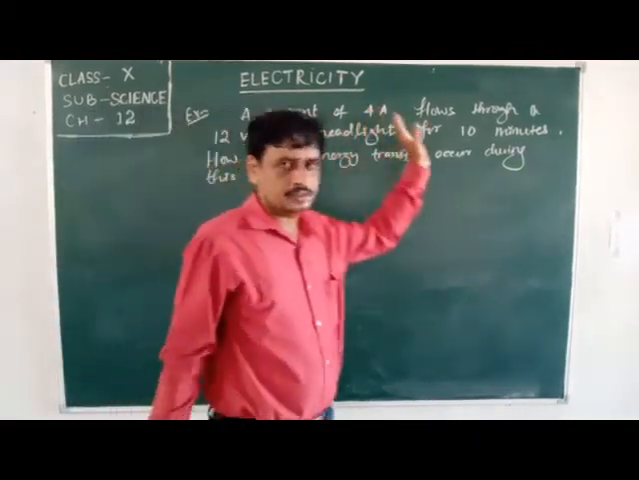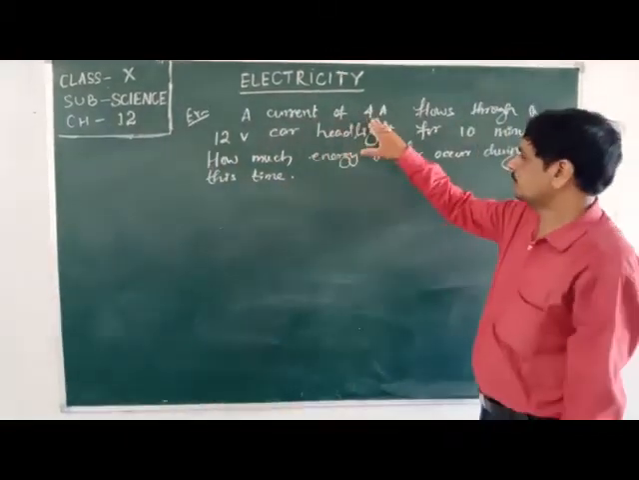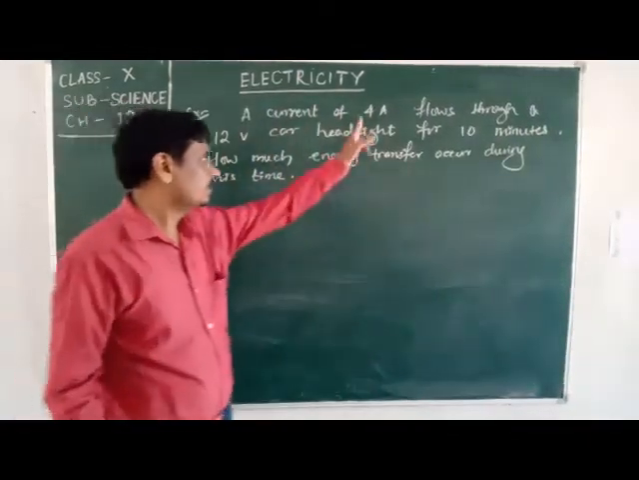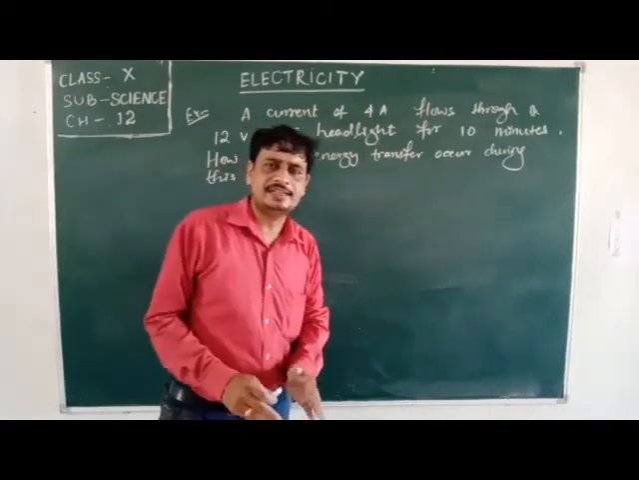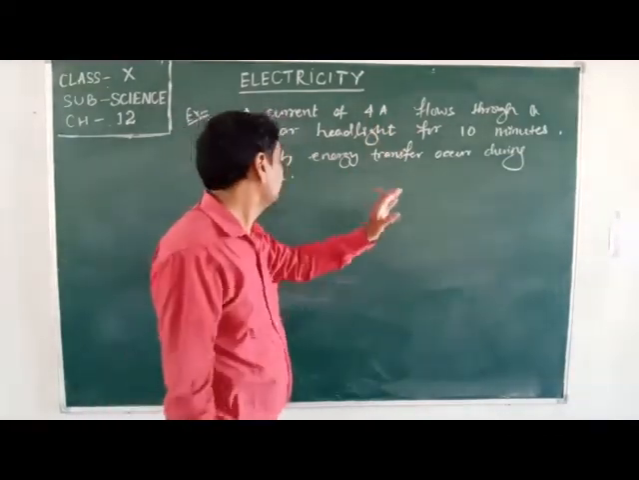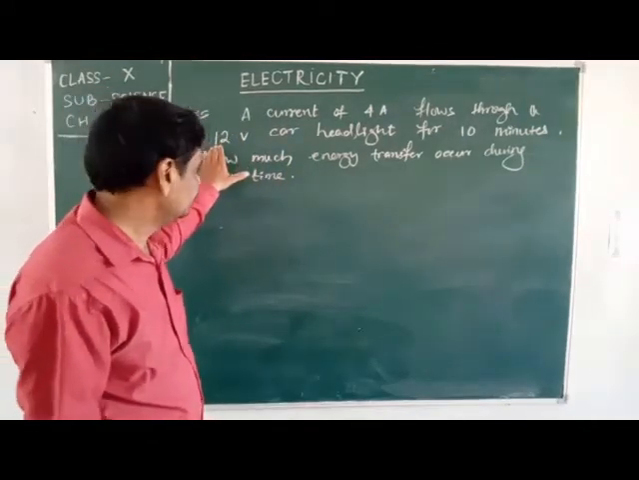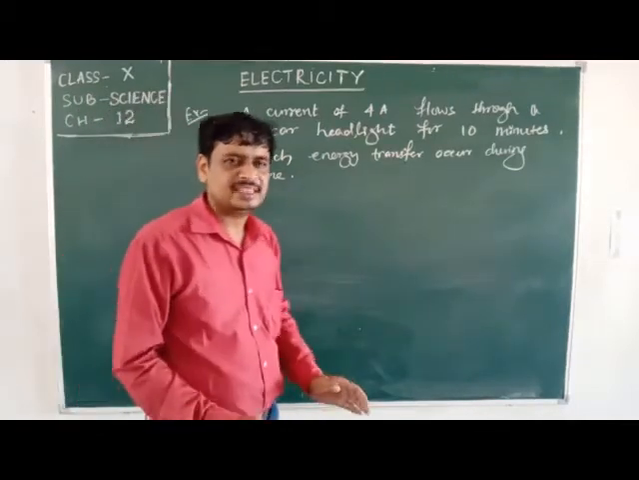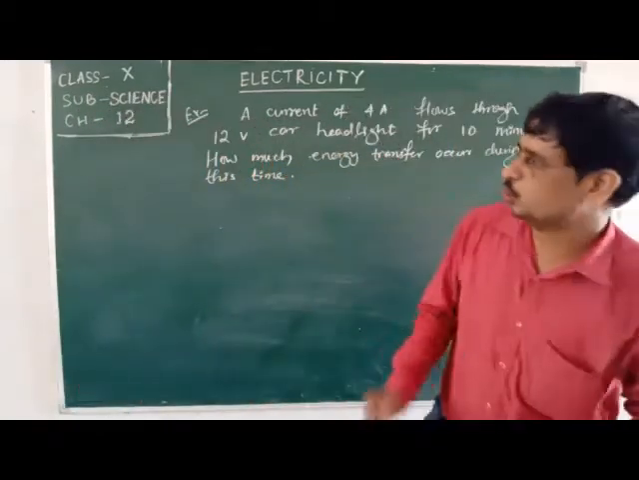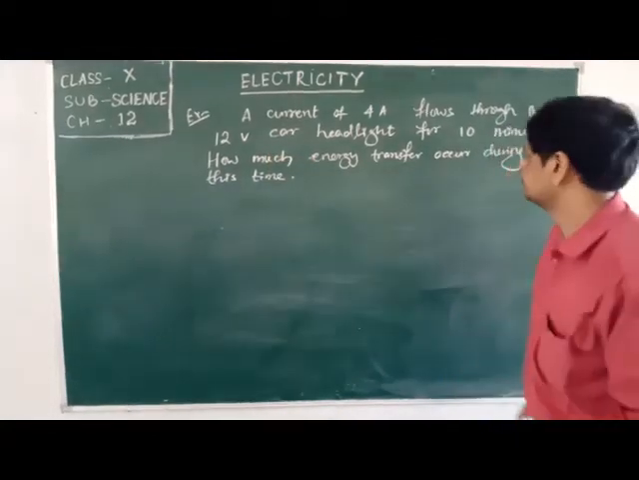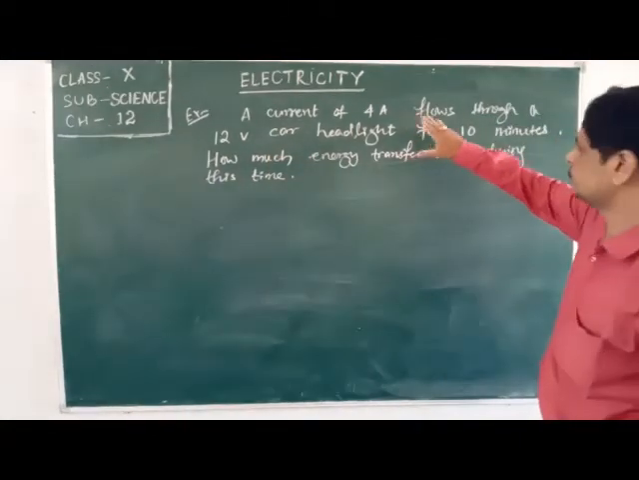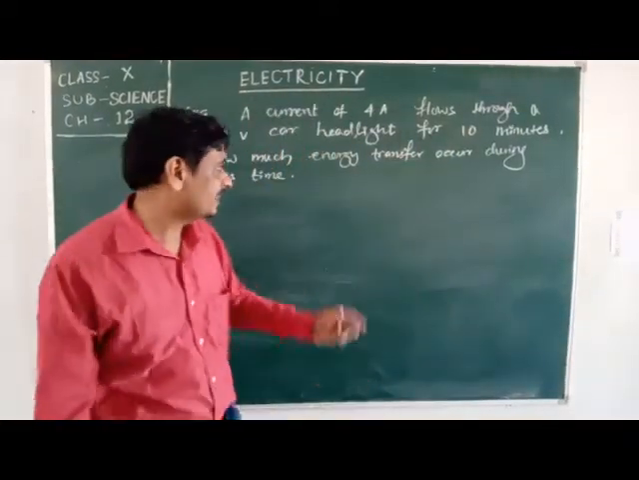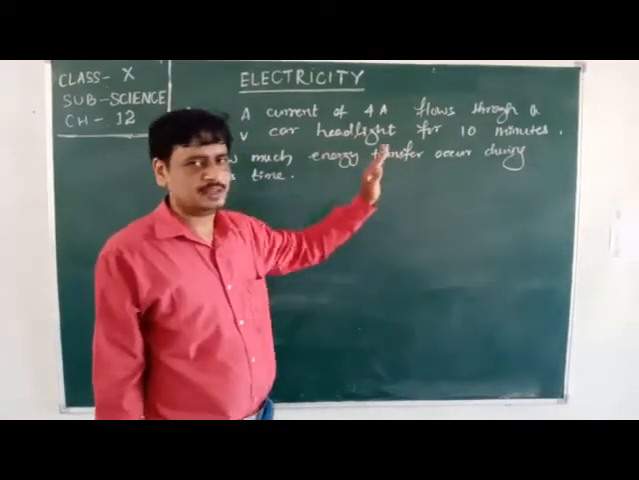In the question it is given that the amount of current flowing through a car headlight is 4 ampere. 4 ampere current is flowing through a car headlight. The potential difference of this car headlight is 12 volt. That means it is connected with a source of potential difference 12 volt, and the current is flowing for 10 minutes. Then we have to find how much electrical energy will be transferred.